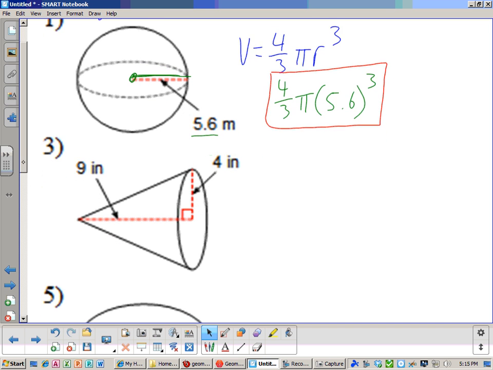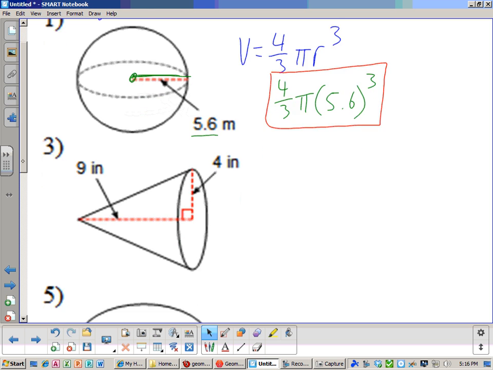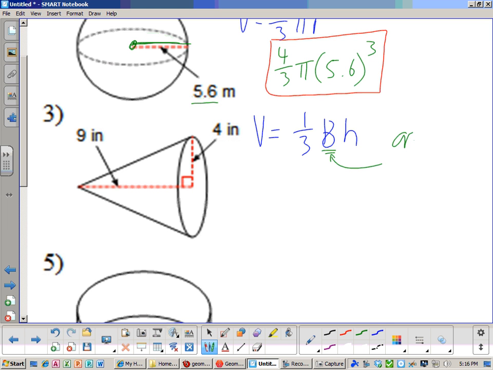Now number two is just like number one, so if you wish to pause it and do that, you can. I'll wait. Let's look at number three. I want to find the volume of this cone, and that is, if I remember correctly, one third big B times H, right? Now, that big B stands for area of the base, right?